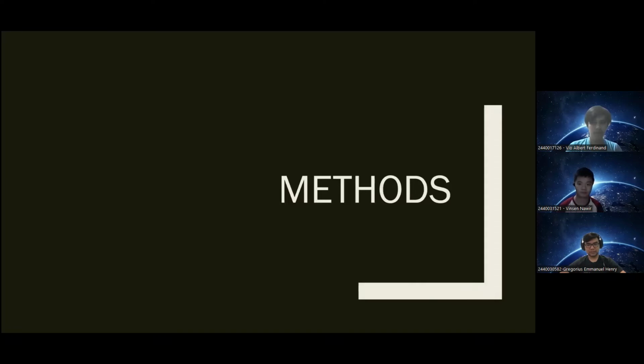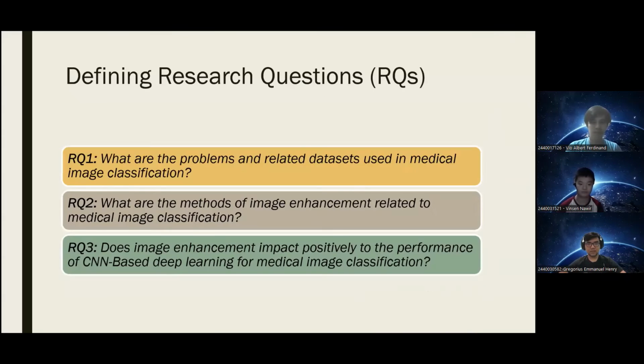Next, I will explain the methodology used in this literature review. We aim to understand the image enhancement and classification approaches used in these studies and the effect of those approaches. Therefore, to limit the scope of our research and ease the process of gathering and analyzing information, we formulated 3 research questions. That is, first, what are the problems and related data sets used in medical image classification? Second, what are the methods of image enhancement related to medical image classification? And third, does image enhancement impact positively to the performance of CNN-based deep learning for medical image classification?